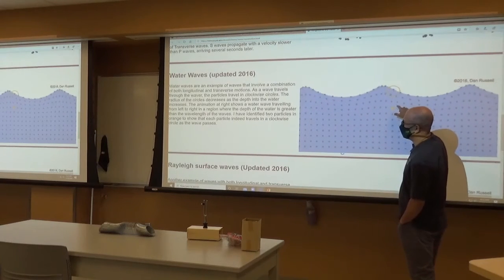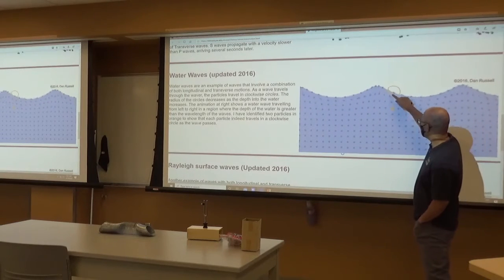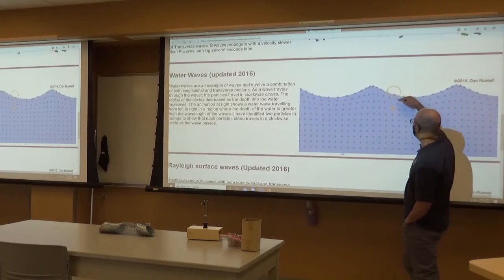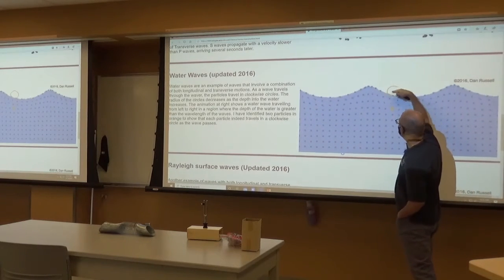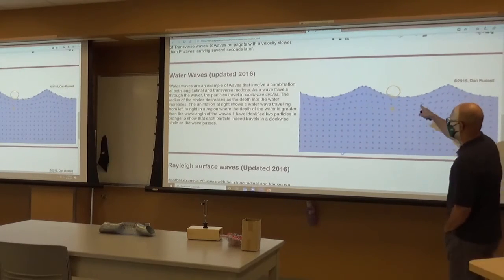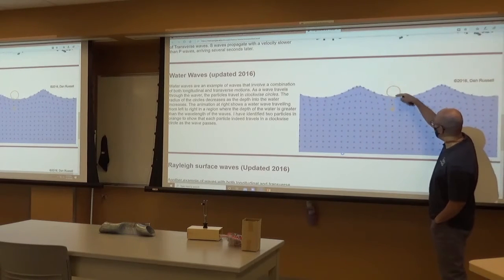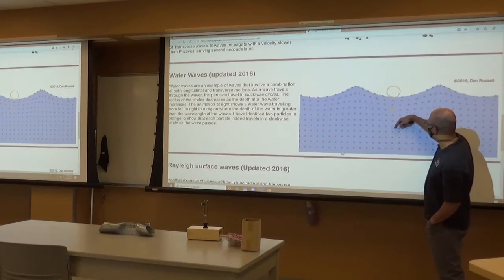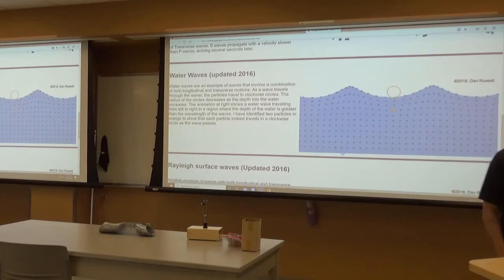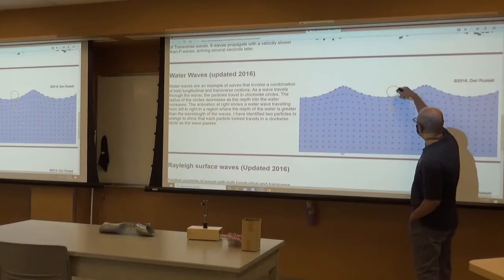This is also called circular wave. So circular wave is a combination of transverse wave and longitudinal wave. So up and down is transverse and backward and forward is longitudinal wave. And ocean wave is the combination of both. Now, as you go deeper and deeper, the circular waves get smaller and smaller. As you go closer to the surface, it gets bigger and bigger.